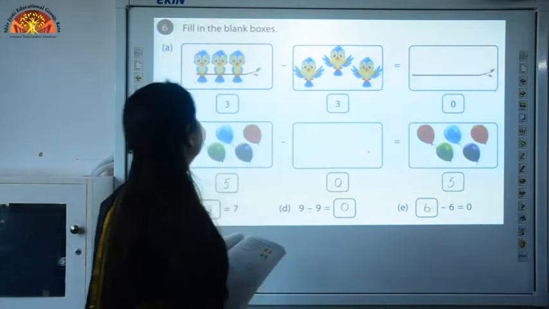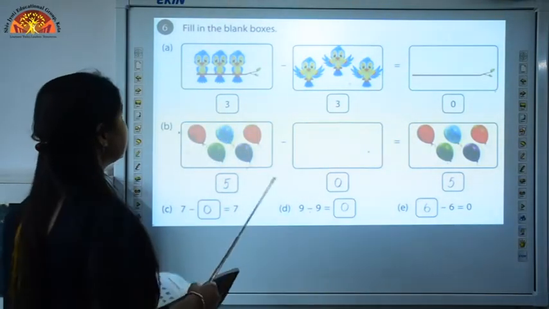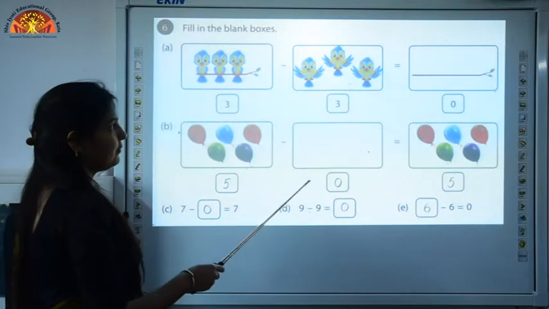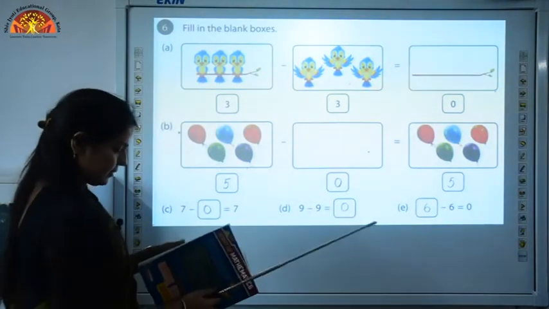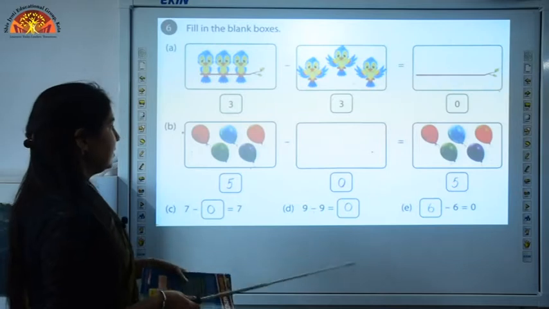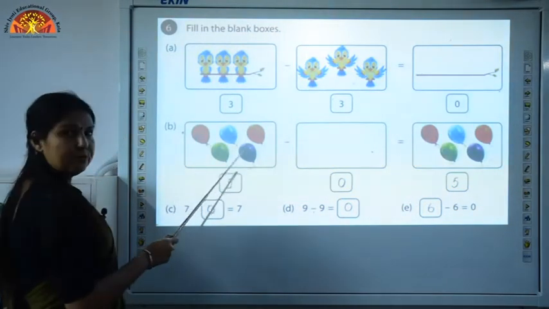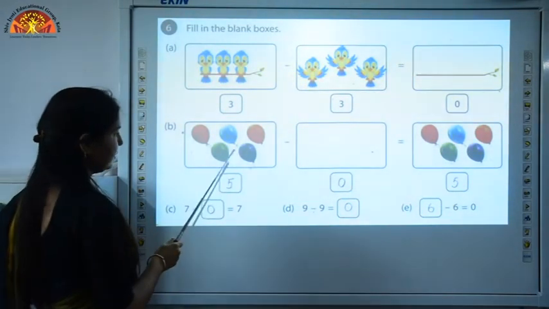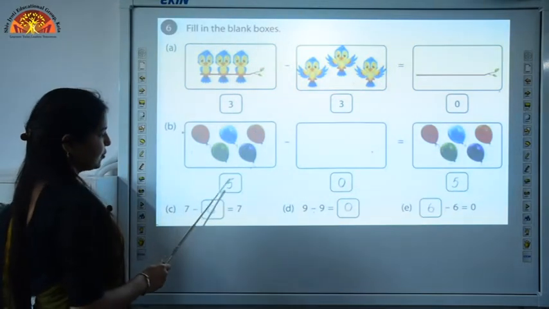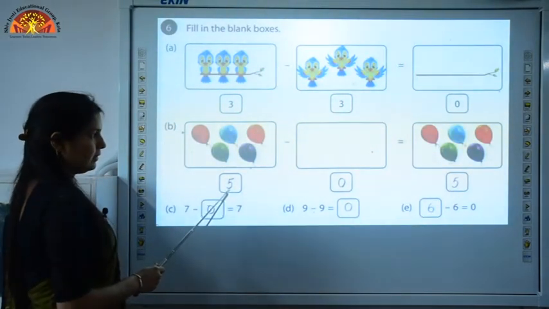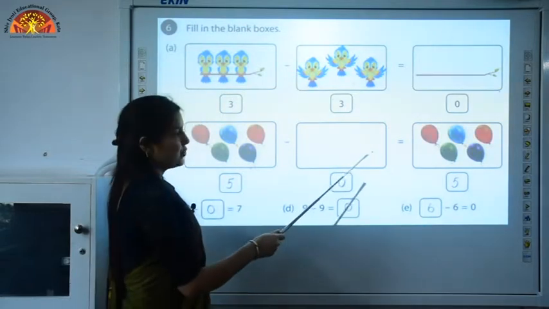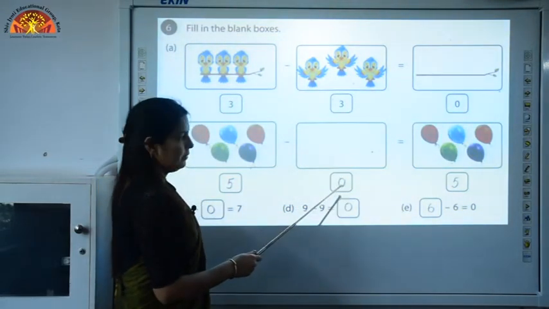Now children, question number 6, fill in the blank boxes. Here you have to fill the blank boxes. We will see B part of this. Here how many balloons are there? We will count all the balloons which are here. 1, 2, 3, 4, 5. So we will write 5 here under this. And how many balloons are here? Here is no balloon. So we will write 0 below it.